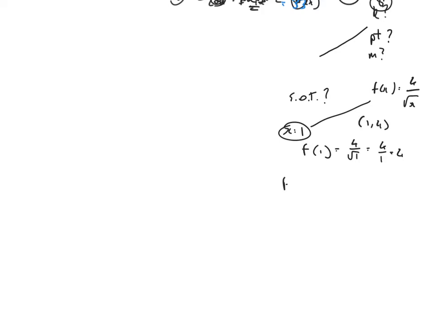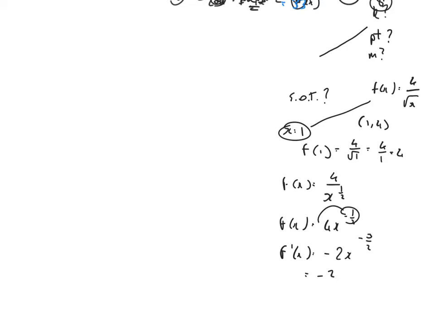I need to differentiate. Okay, so I'm going to first of all prepare to differentiate. That's 4 over x to the half. Now bring it up: 4x to the minus 1 half. Now I can differentiate. Bring the power down, multiply, take 1 away from the power. So minus a half times 4 is minus 2x to the minus 3 over 2. Bring that back down: minus 2 over x to the power 3 over 2. And that's minus 2 over the square root of x cubed.